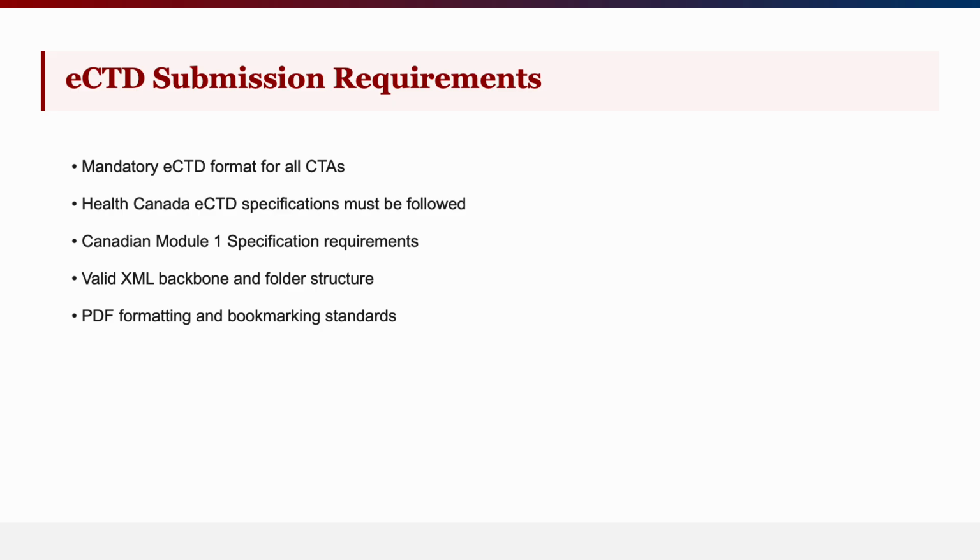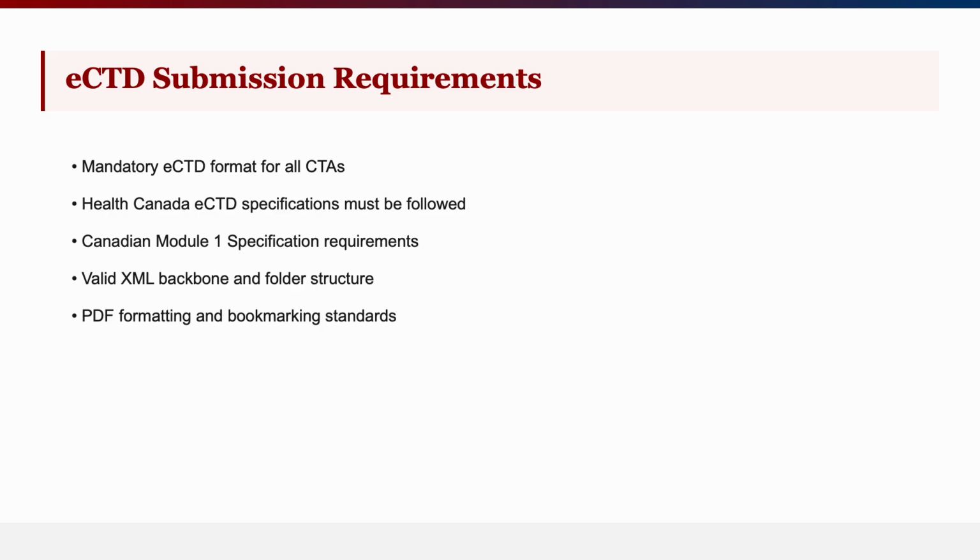The Canadian Module 1 specification defines the structure and content requirements for Module 1 in Canadian submissions. This specification identifies which documents go in which folders and how they should be named. Following this specification is essential for passing validation. The XML backbone is the technical heart of your CTD submission. It defines the structure of your submission and links all documents together. The XML must be valid according to Health Canada's schema, and the folder structure must match the backbone.